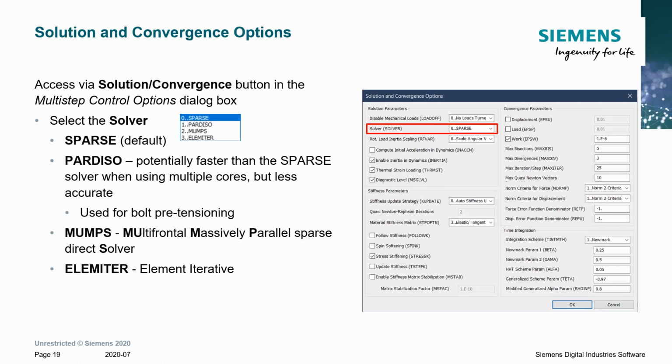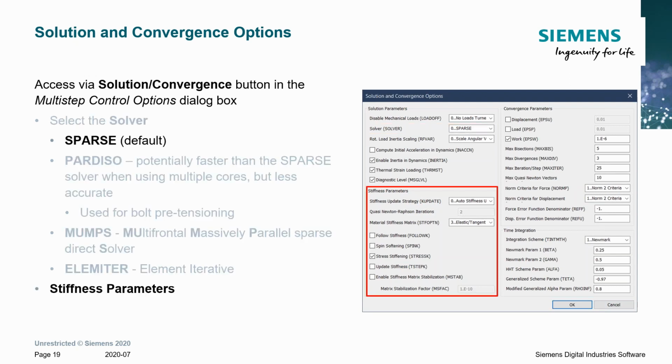There's this partitioning solver, or Pardiso. It's faster than sparse, but it's a little less accurate. MUMPS is the one I actually prefer to use. It's a multi-frontal, massively parallel sparse direct solver. So it's still a sparse solver, but it's really tuned to doing multi-processors. And then there's the element iterative solver.